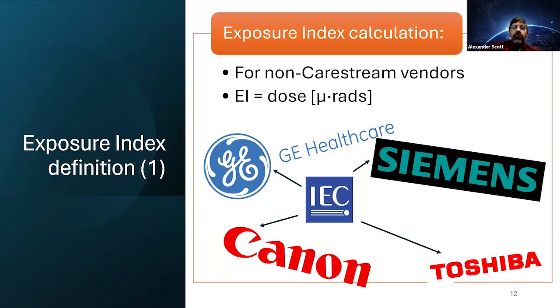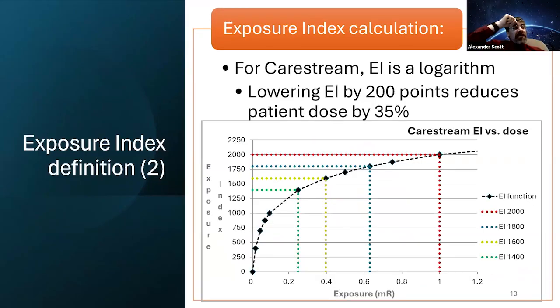For those of you who use Kodak or Carestream, they have their own system, and that's what our institution was using when I first got here. And it is a log measurement where the same amount of reduction, same number of points, is a reduction in patient dose by the same percentage. So it's kind of a decibel system. It's not nearly as intuitive, and trying to explain to people that taking off 200 points from the exposure index starting at 2000 makes a big deal in patient dose.